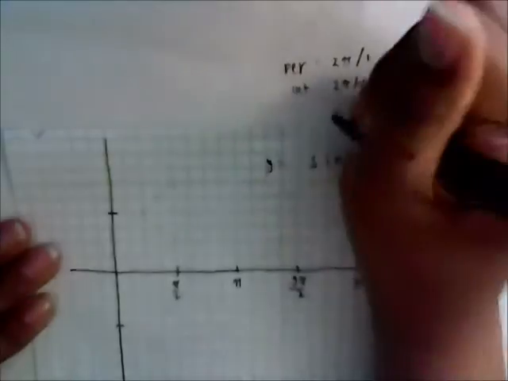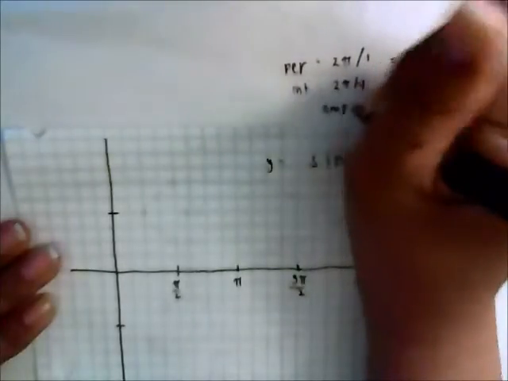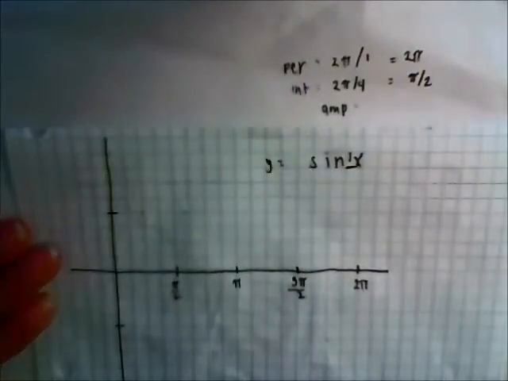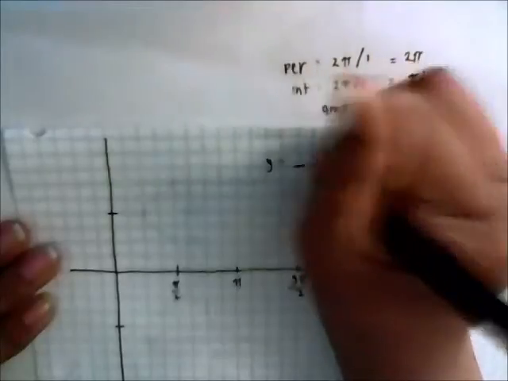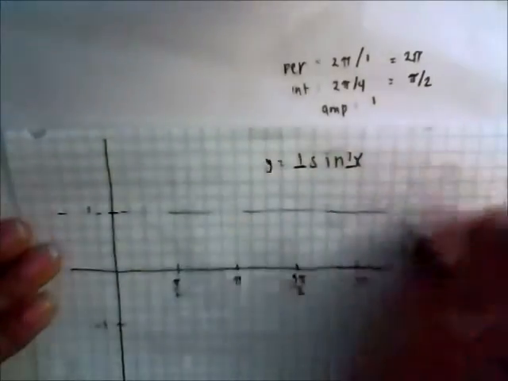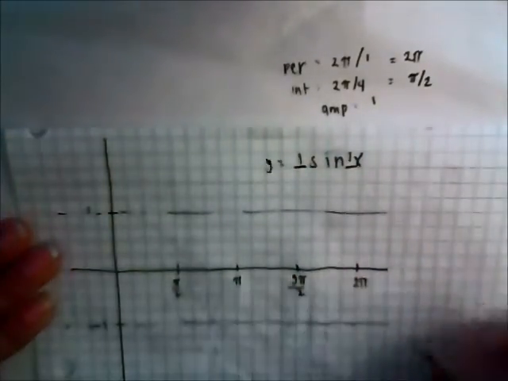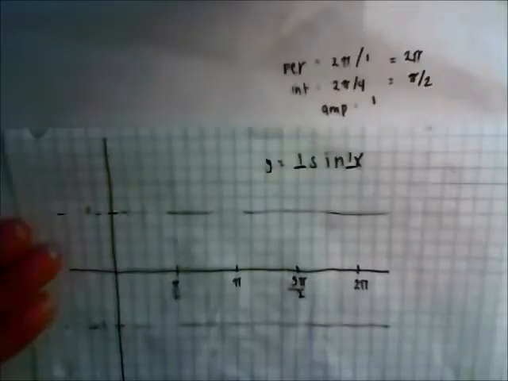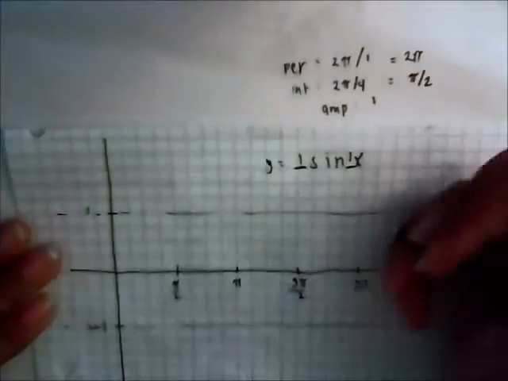The next thing we have to do is find the amplitude. The amplitude is found by whatever is right here. In this case, it's 1. So 1 and negative 1. After doing this, we can finally graph the function y equals sine x.